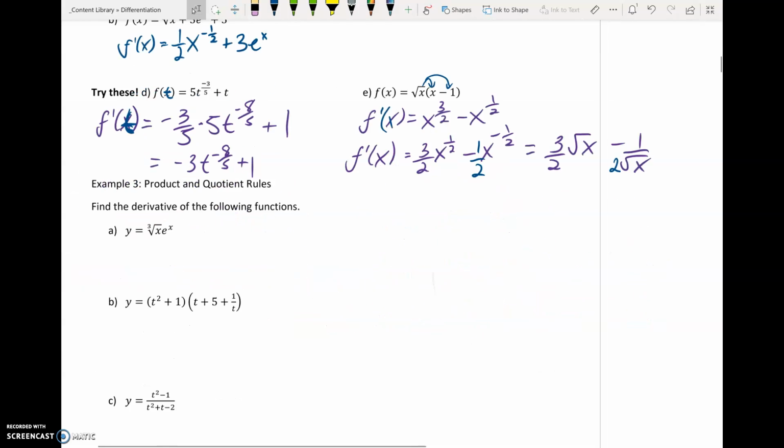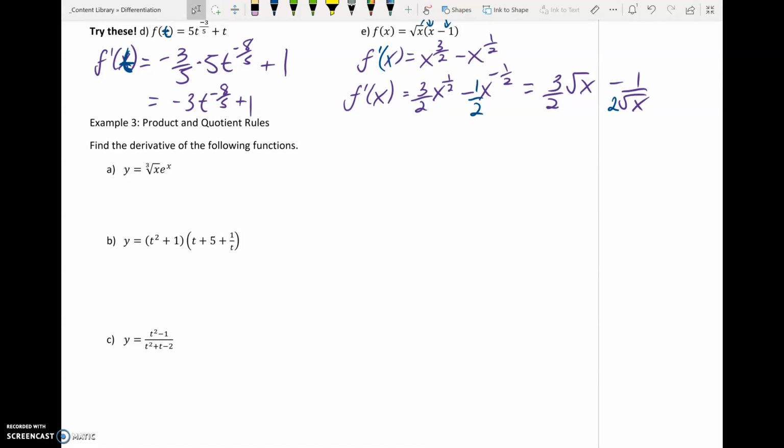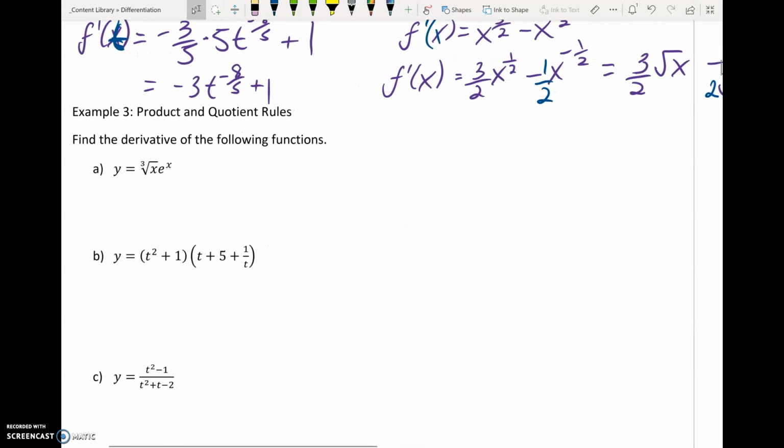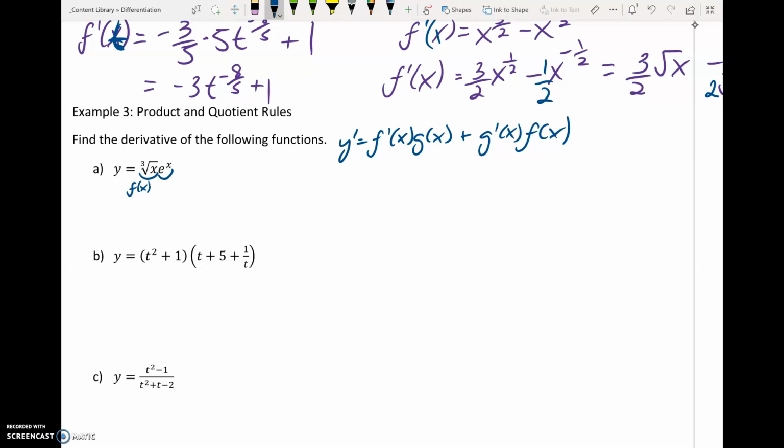So now let's look at the product and quotient rule, because we've only really looked at the power rule and the properties so far. So your product rule, I'm just going to write it down: y prime is equal to f prime of x, g of x, plus g prime of x, f of x. Which means I need an f of x, g of x, and I need the derivatives of each. So I'm going to separate this y into 2 pieces. This can be the f of x, which is the cube root of x, and g of x can be e to the x. Now I want to find the derivative of them separately. And then we'll combine what we have to create y prime.